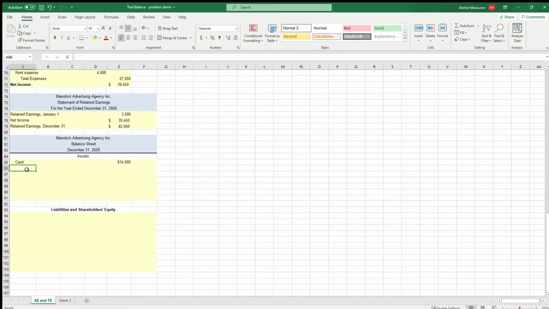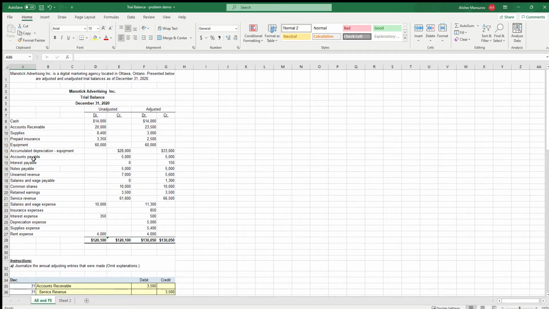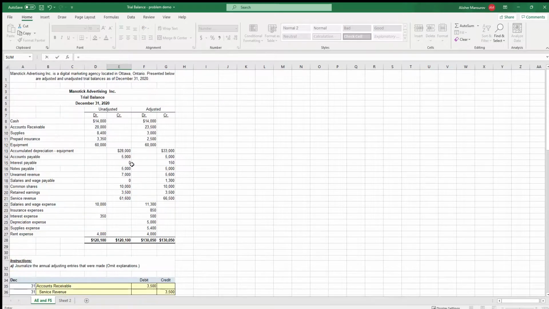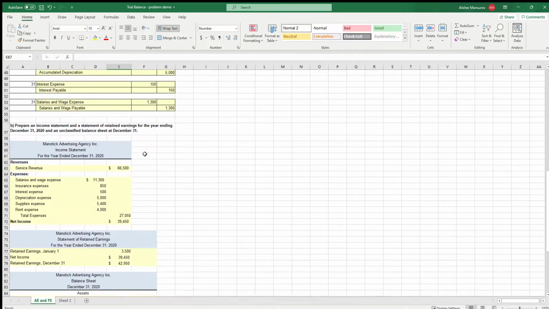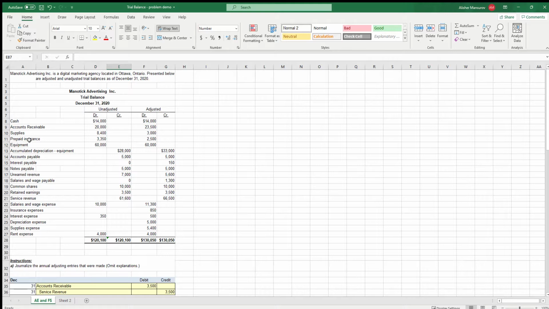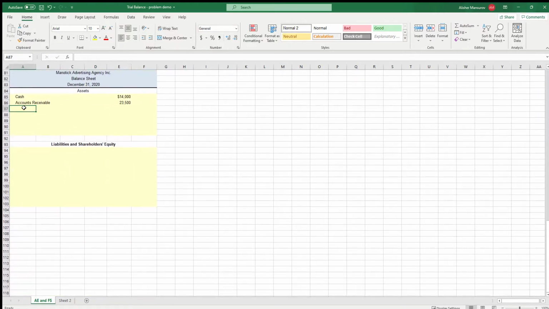And then we have a number of other current assets, and the next one is accounts receivable by its liquidity level. Accounts receivable, and that number is 23,500. Next we have I believe prepaid insurance, which stood at 2,500 at the end of the year.